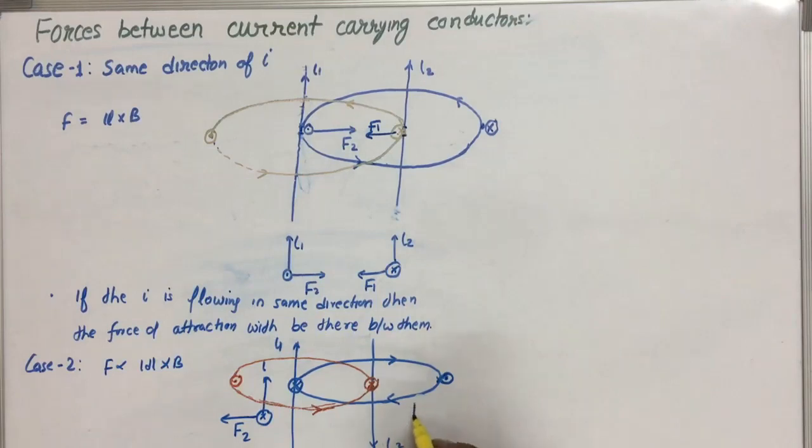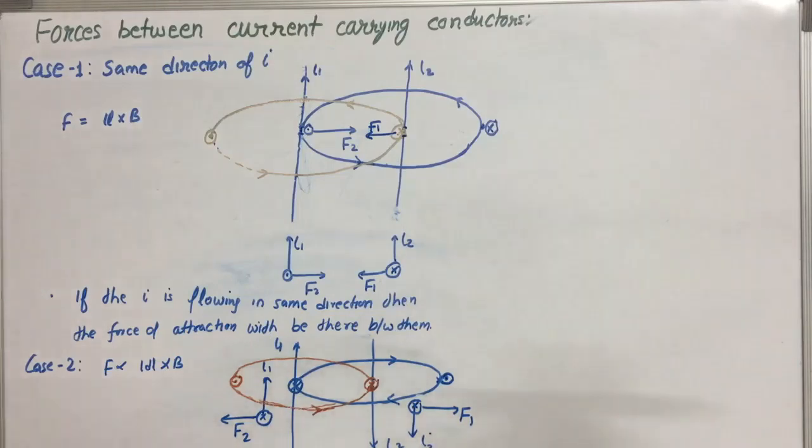So this is I1, this is I2, and the field direction is downward, it will give us the force direction at this element due to this field that is going downward at this point. So what we find here is that this force and this force are both repulsive in nature.